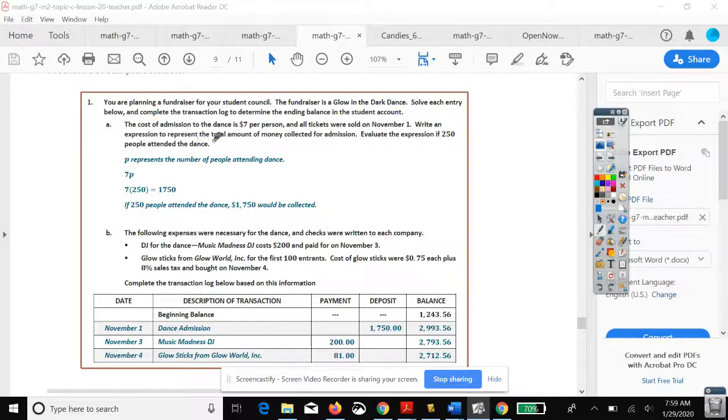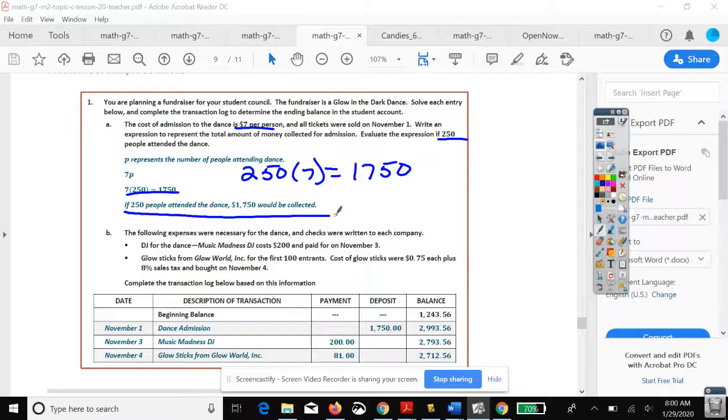Write an expression to represent the total amount of money collected for the admission. Evaluate the expression if 250 people attended the dance. So we've got 250 people at $7 a person. That sounds pretty simple as 250 times 7, which is 1,750. If you didn't notice, it was written right there. It's a word problem, so we need a word answer. So we write, if 250 people attended the dance, $1,750 would be collected. Okay.